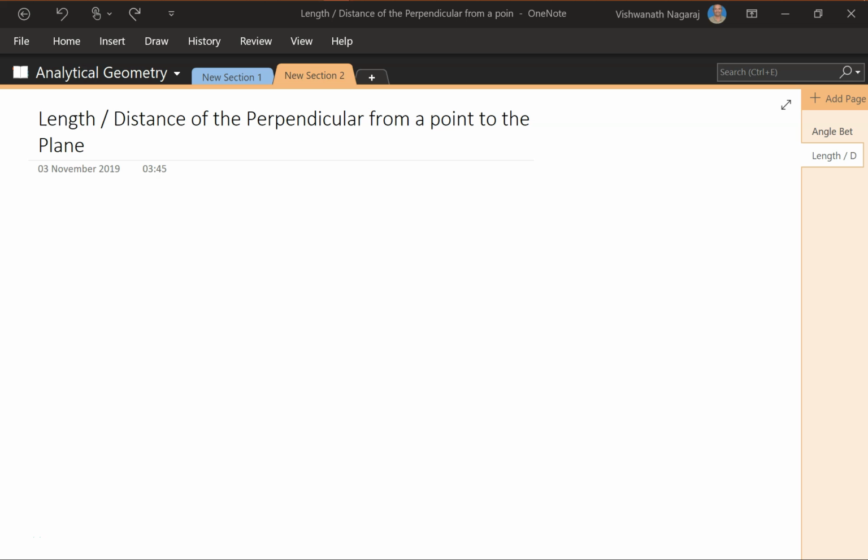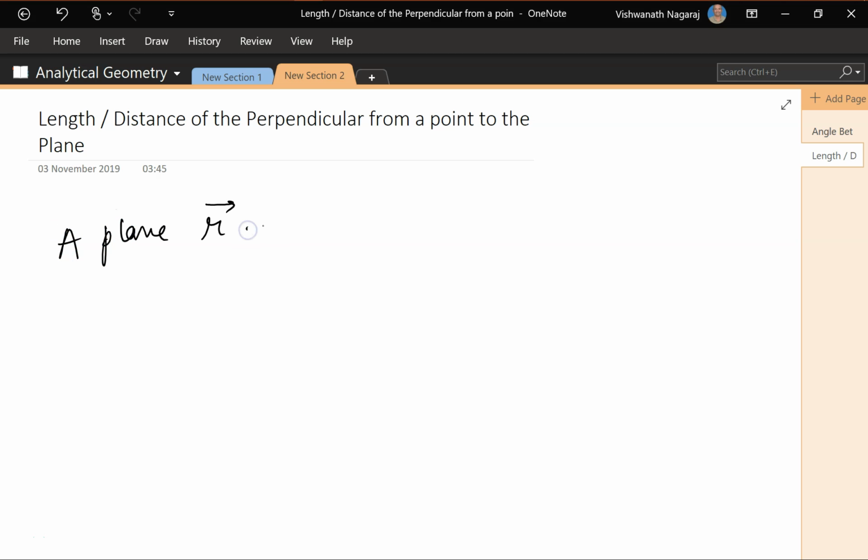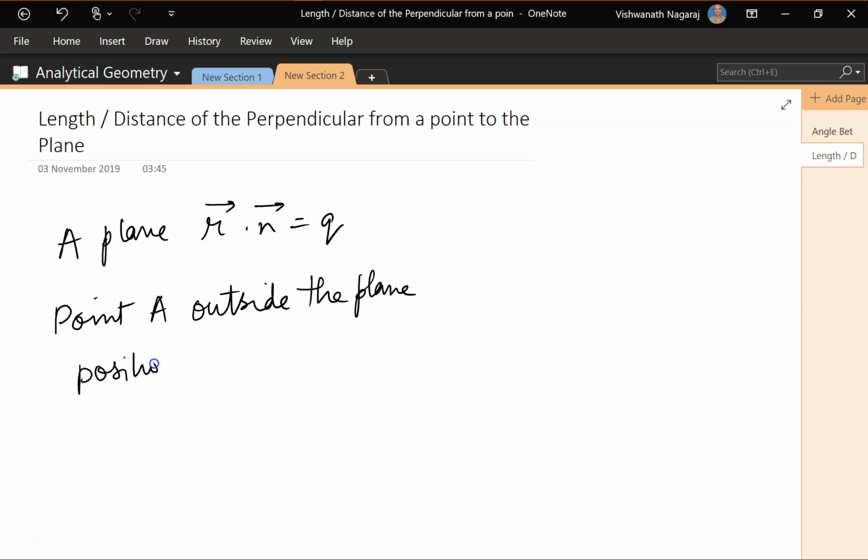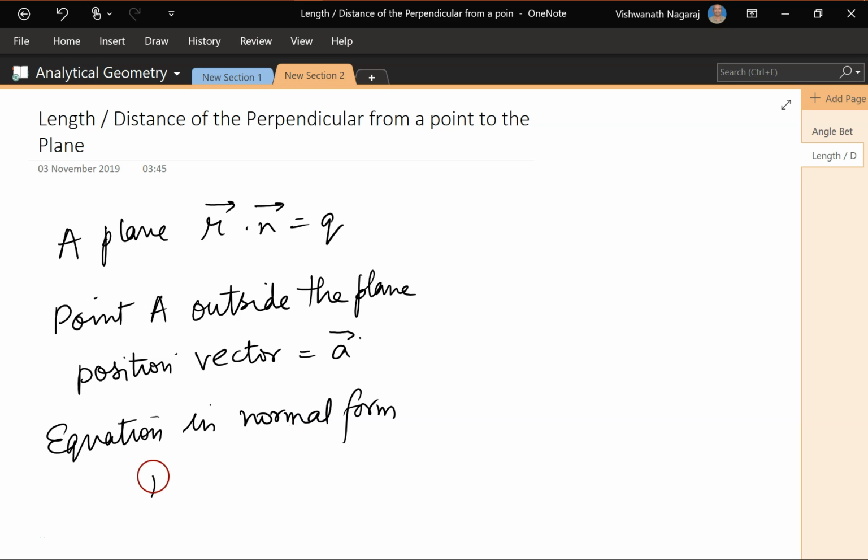Okay, we want to figure out the length or the distance of the perpendicular from a point to the plane. Let's say we have a plane. Let's use the equation of the plane, and we have a point A outside the plane. Its position vector is A. Now, what would the equation in normal form be?